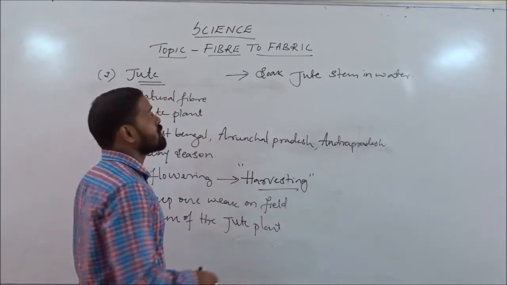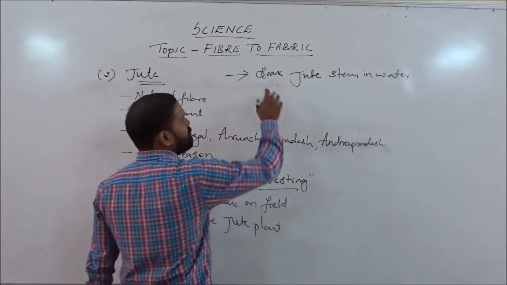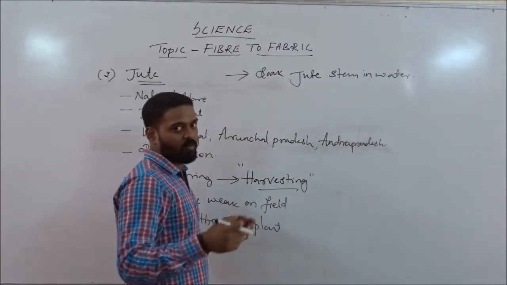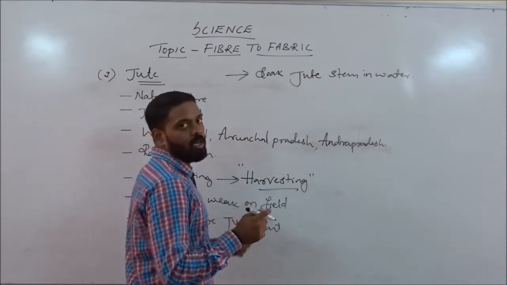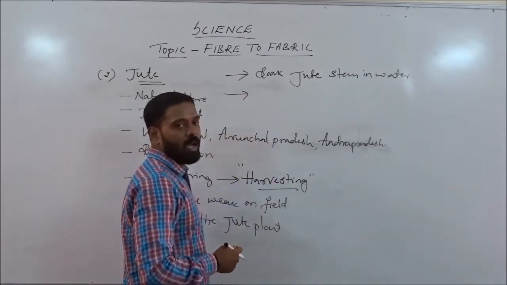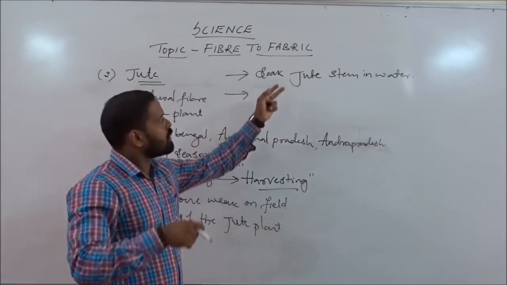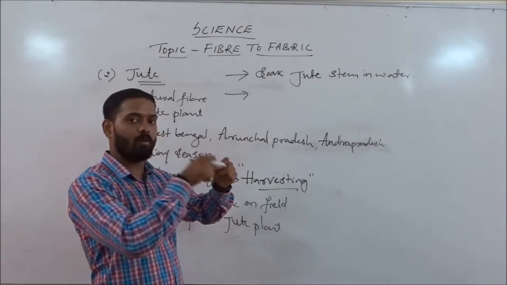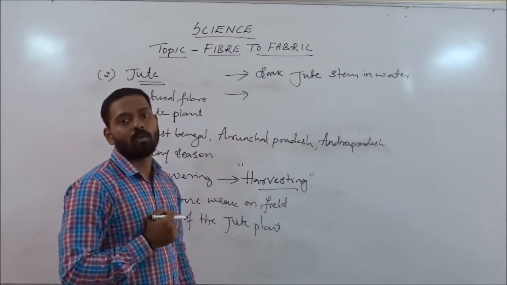When you put the jute plants in the water for 2 to 3 days, the complete jute stem will become rotten, and after absorbing the water, it will become soft. Then farmers will take out the jute stem and slowly take out the threads one by one. Did you understand? Then ultimately they will get the jute.